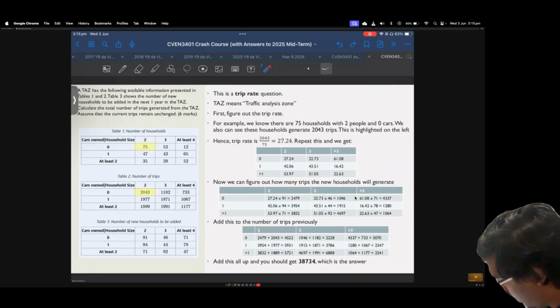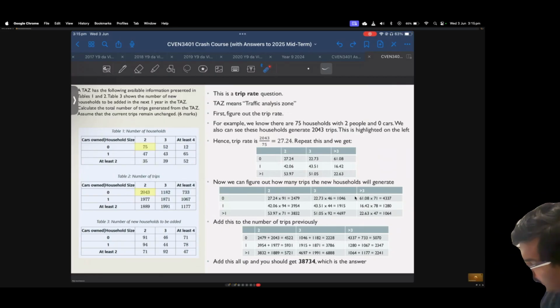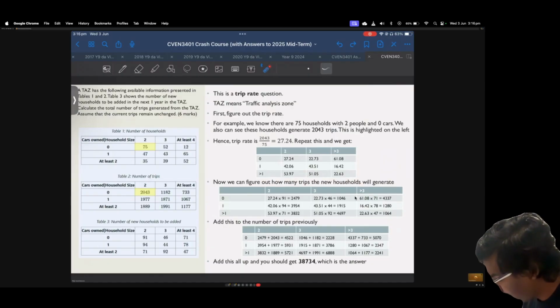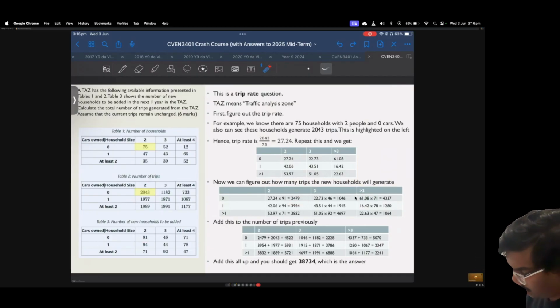Okay, so now we can figure out the number of trips that the new households will generate. There are 27.24 per household, and there are 91 new households to be generated. So that ends up being the number of trips the new households will generate. Pretty straightforward. It's just like matrix multiplication.